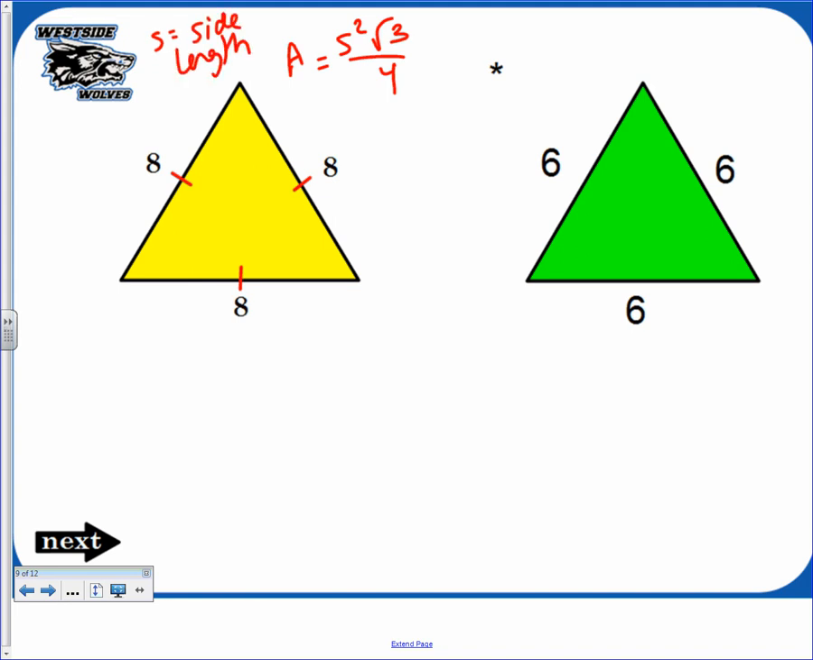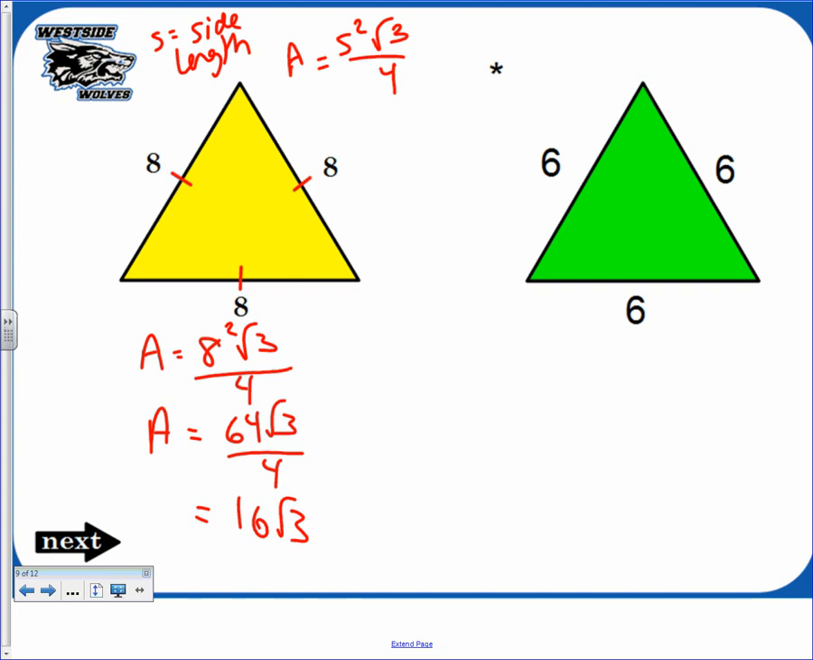So if I go here to this equilateral triangle with sides of 8, area is equal to 8 squared, square root of 3, all over 4. Area is equal to 64 square root of 3 divided by 4. And our area is equal to 16 square root of 3. So there's our area. Don't forget your units in here. This is units squared. All these problems are areas. Expect to see those units squared.